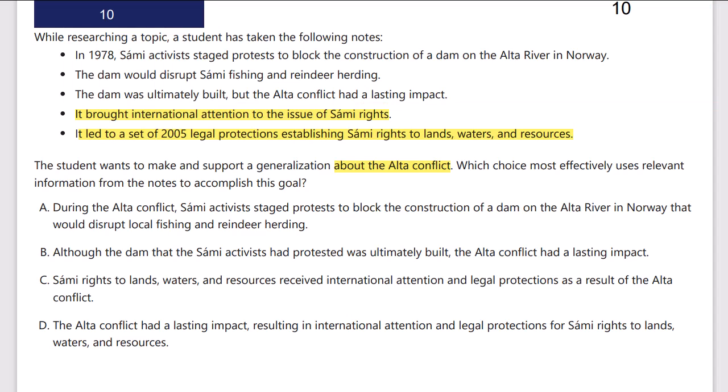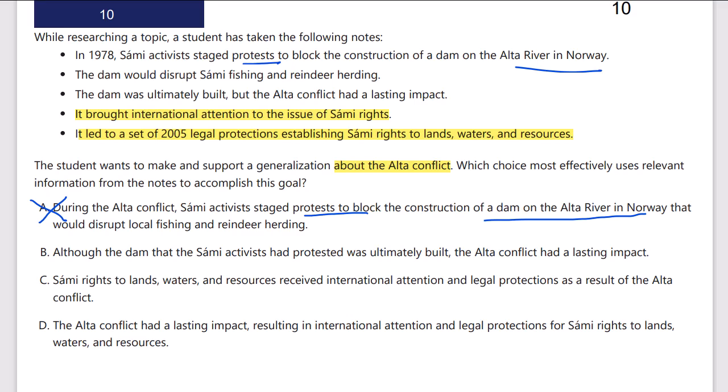A, during the Alta conflict, Sami activists staged protests to block the construction of the dam at the Alta River. No, that was part of the actual background material, what happened. These are specifics. They're not going to be a correct or at all a generalization. Okay. B, although the dam that the Sami activists had protested was ultimately built, the Alta conflict had a lasting impact.